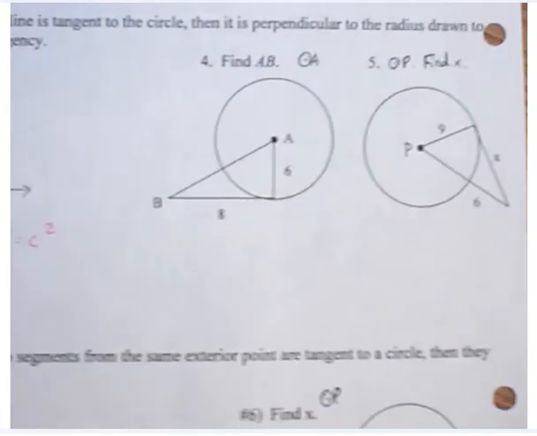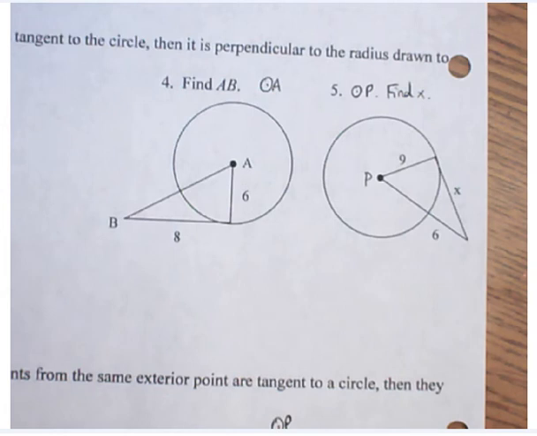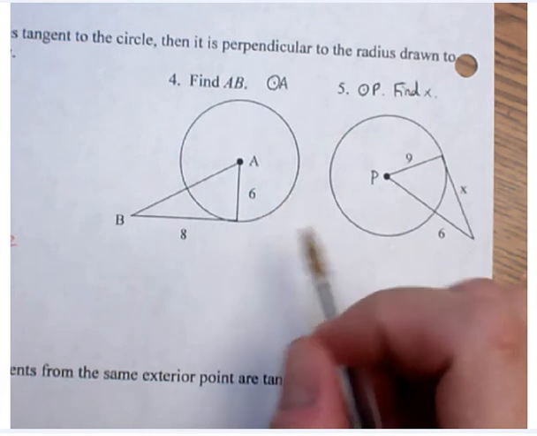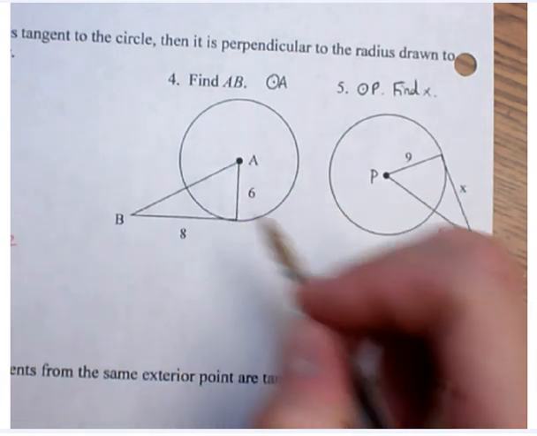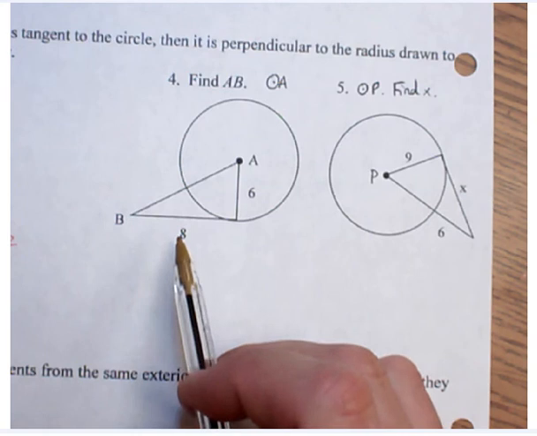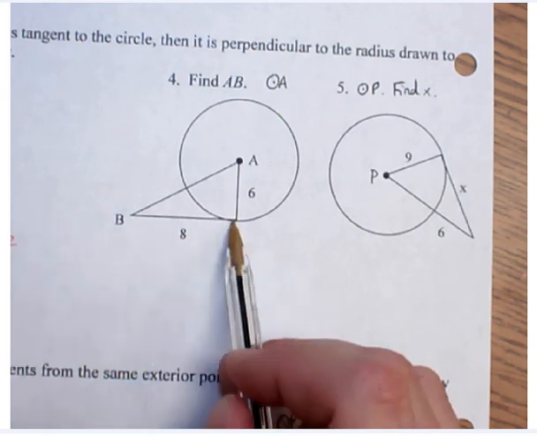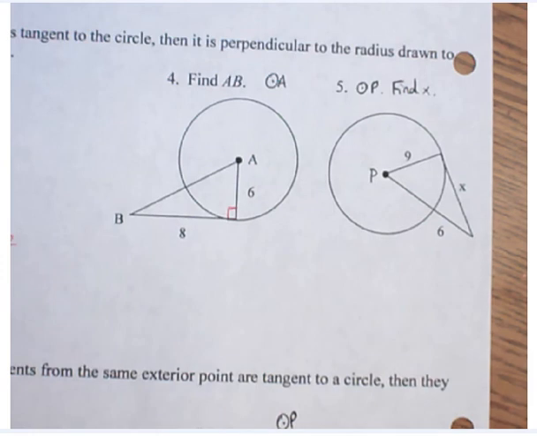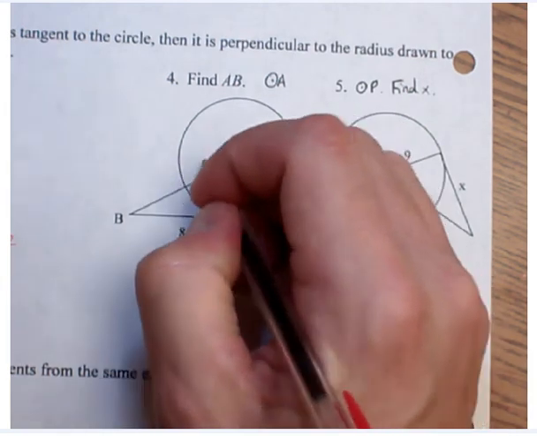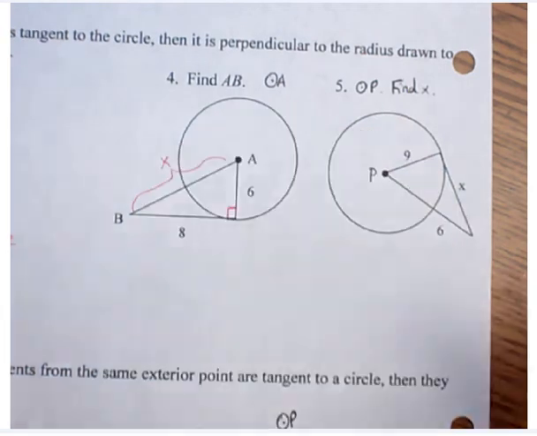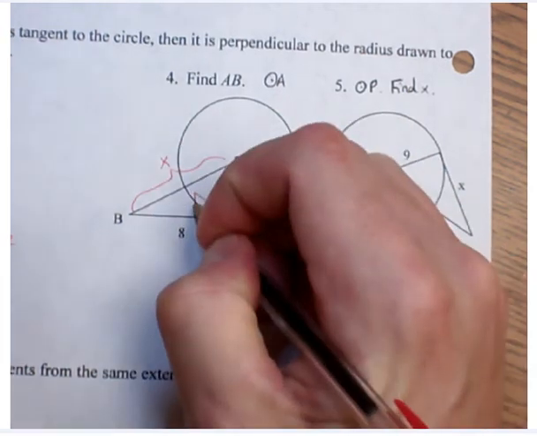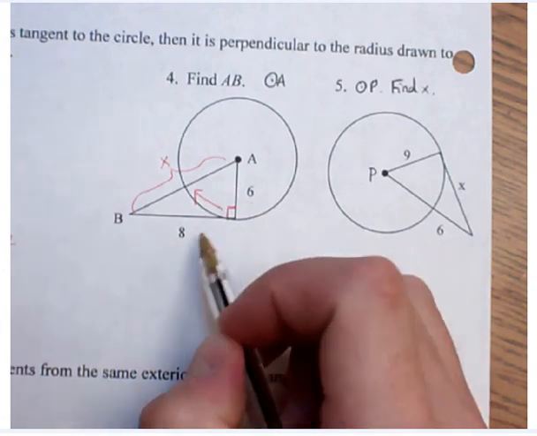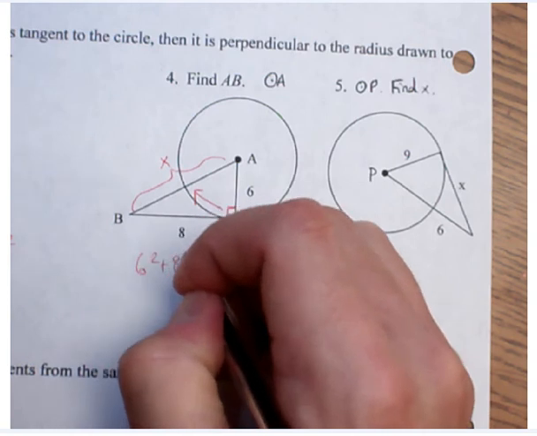So let's look at a couple examples. Number 4. It says find AB, and this is the circle with the center at A. So here's 6, here's 8. Now the other thing is we have to assume, let's assume in this case that this is a tangent right here. So that means this is 90 degrees. And if that's 90, and if you want AB, that's this whole thing, let's just call that x. That would be the hypotenuse because it's opposite the 90 degree angle. So we've got A and B are 6 and 8, those are the legs. 6 squared plus 8 squared is x squared.